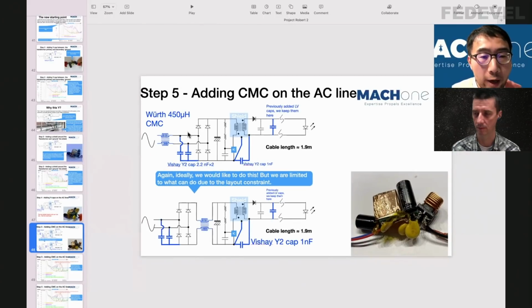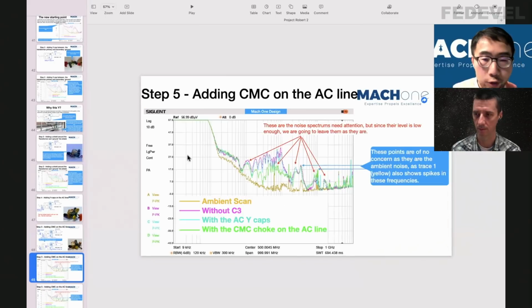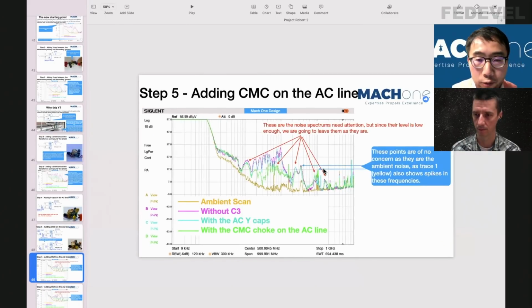So as I said, the layout is already there. So the best we can try is we have the Y capacitor, but we put a common mode choke on the AC side. It's not ideal, but it's one way of doing it. So you can see I have the Y cap here and I have a common mode choke here. And I'll show the result.